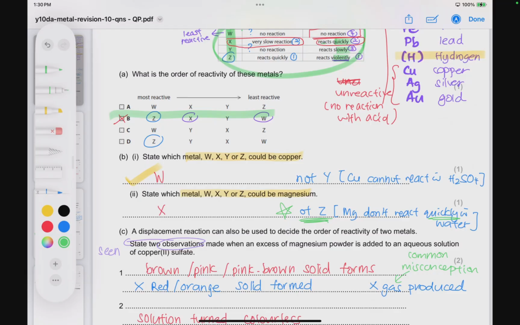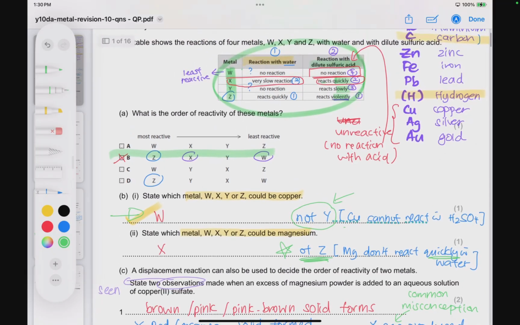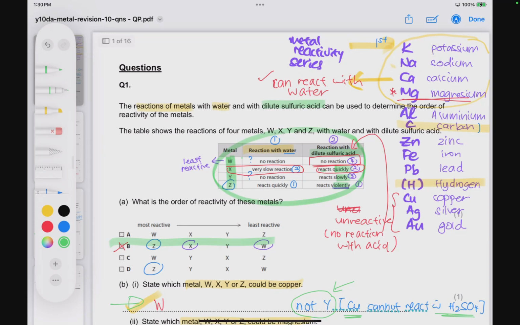I wanted to talk about this question over here, the question before, going backwards a little bit. Some students put Y as the answer for which metal could be copper. Why is Y not possible? It is because copper metal would not be able to react with acid. So you do need to know not only this reactivity series by heart, but you also need to know what the possible reactions are for each of them.